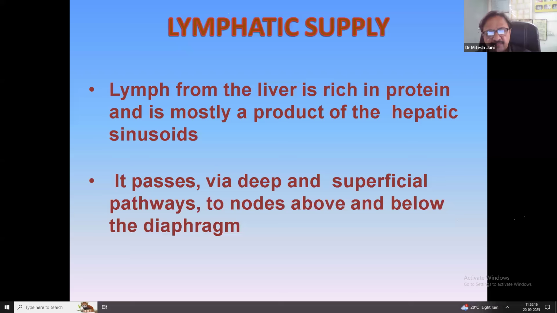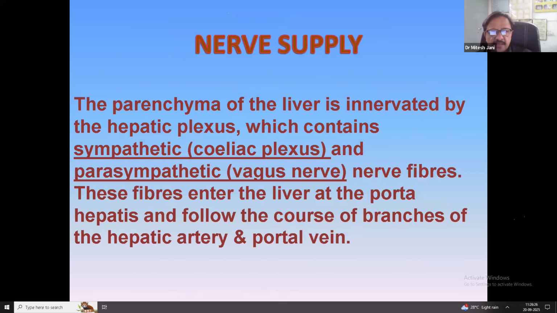The lymphatics of the liver are rich in protein and mostly a product of the hepatic sinusoids, which are seen in the histological slide. It passes via deep and superficial pathways to nodes above and below the diaphragm. The nerve supply: sympathetic by the celiac plexus of nerves, and parasympathetic by the vagus nerve. These fibers enter the liver at the porta hepatis and follow the course of the branches of the hepatic artery and the portal vein.